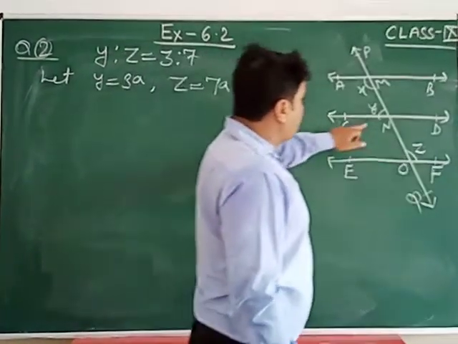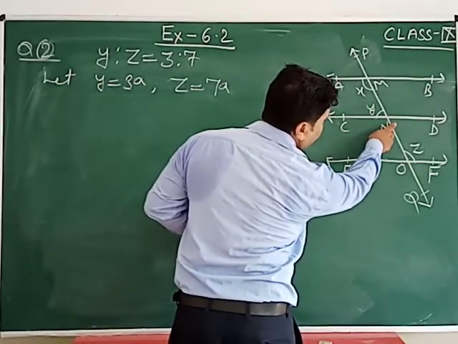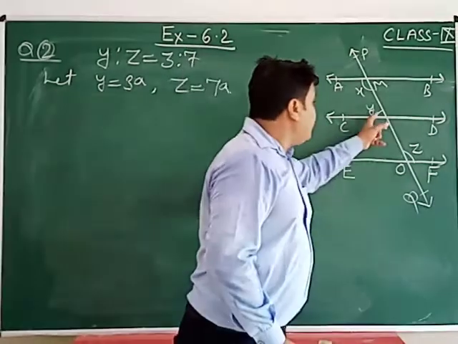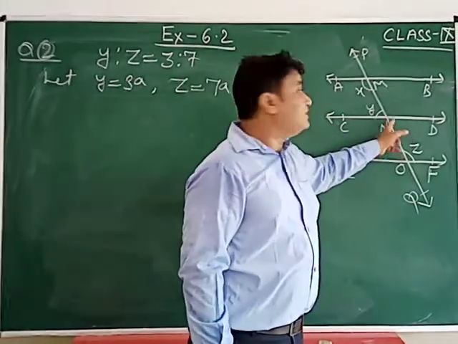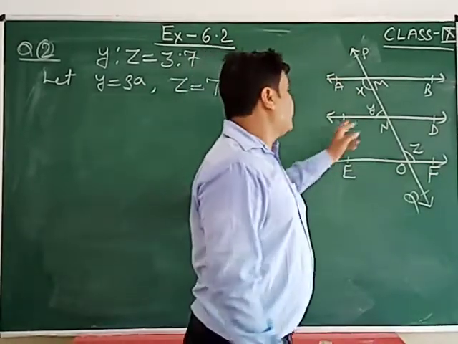Now what we will do, very easy. See this figure, this is y, this will also be y. It is y, it will also be y, because these are vertically opposite angles.